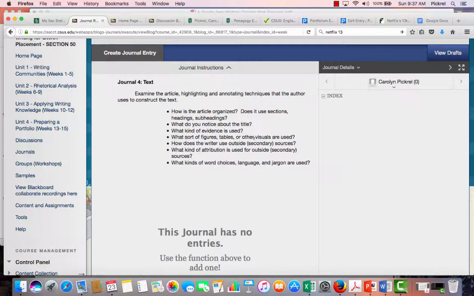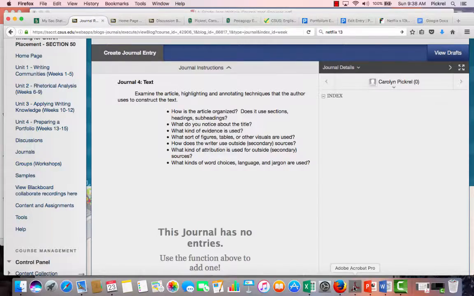Also, when you're looking at these figures, tables, visuals, talk about why they're used, how the author uses them. Does it help to build the logos or logic for the text? And then we talked already a little bit about how the author uses outside or secondary sources, what kinds of attribution. So my author used parenthetical citations, also introducing the author within the sentence. And then the last question asks you about word choice, language, and jargon.